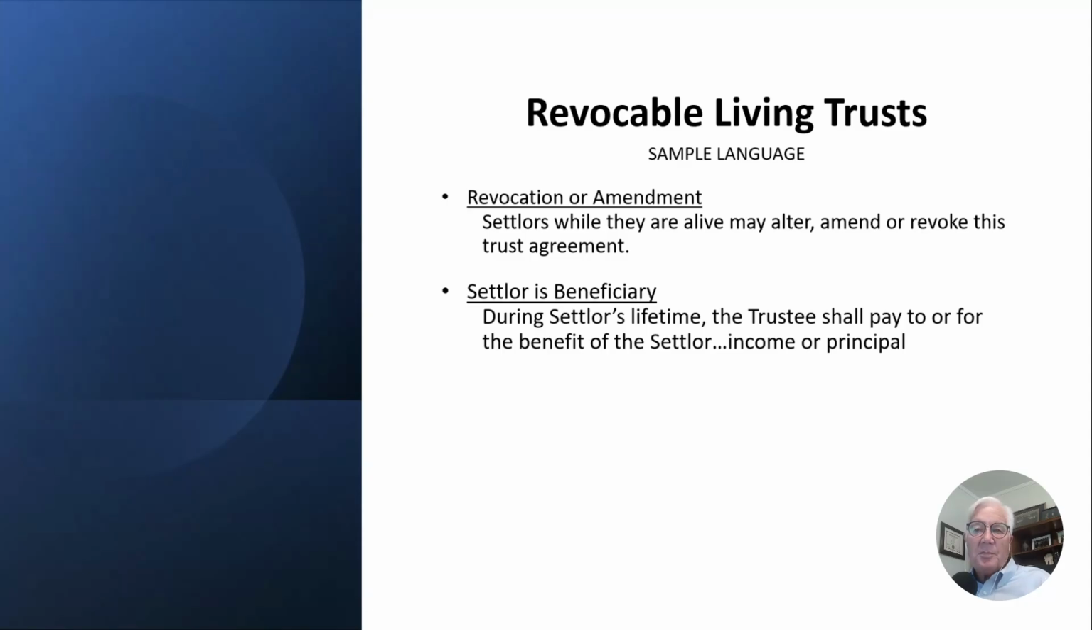I'm just going to finish up here again with some sample language. Certainly in a revocable living trust, there's going to be a paragraph about the ability to revoke or amend the trust. And there's going to be typically a clause that says that the settlor is the beneficiary. That's what makes it a revocable living trust. That's what makes it a pass-through entity.